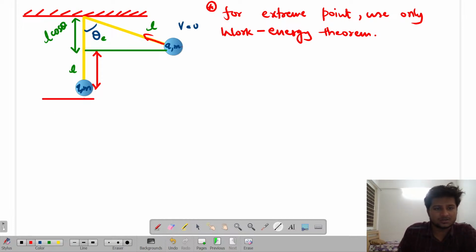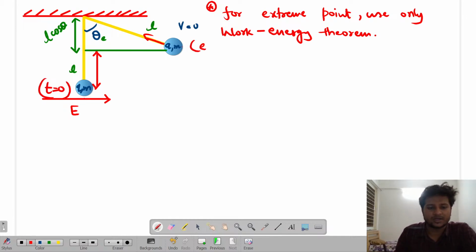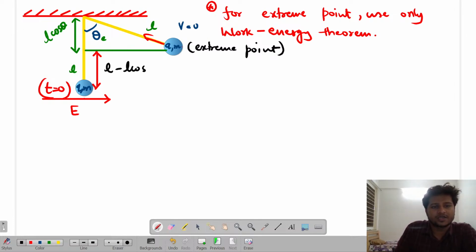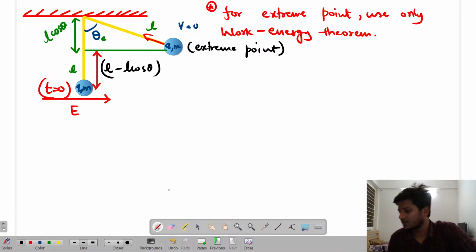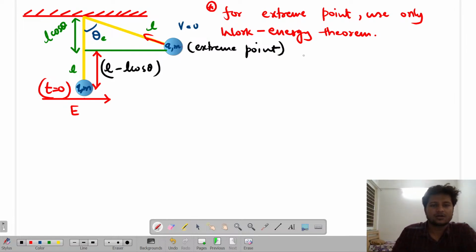So how much height has this particle raised up when it is going from the normal case over here? Let me just draw that diagram of electric field. When it was present at t equal to 0 over here, and it has come to this extreme point, this charged particle has risen up by a height of how much? L minus L cos theta, isn't it?